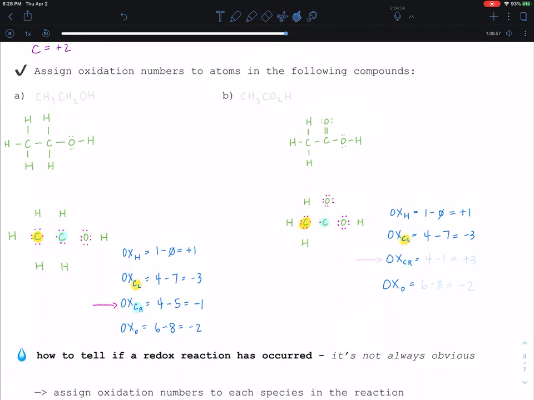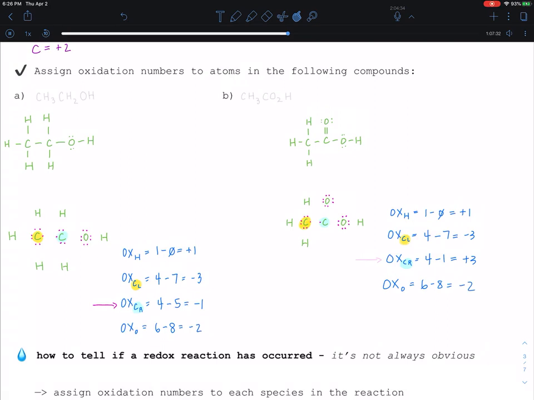The carbon on the right, however, is a little different, right? Now we've got four valence electrons and only one electron around that carbon in this new model in acetic acid. And so that carbon is in the positive 3 oxidation state. The oxygen with 6 valence electrons, and each one of those has 8 around it in our ionic model, is in the negative 2 oxidation state.